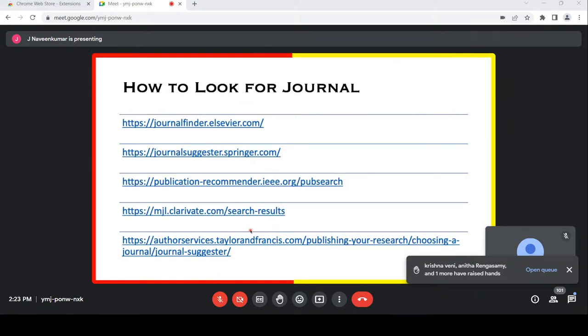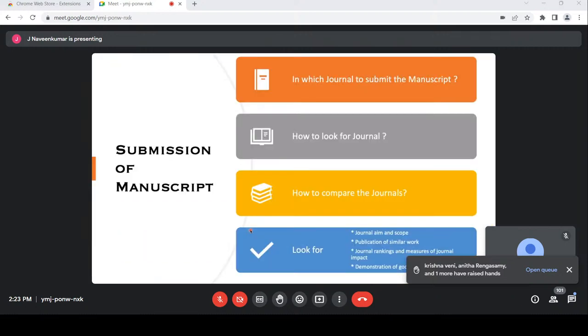So these portals will basically help you find journals depending upon the relevancy of your document and the journal, right? Before getting into these, let us see what I'm focusing on right now. There are two points here: one is journal aim and scope, and another is publication of similar works, right?